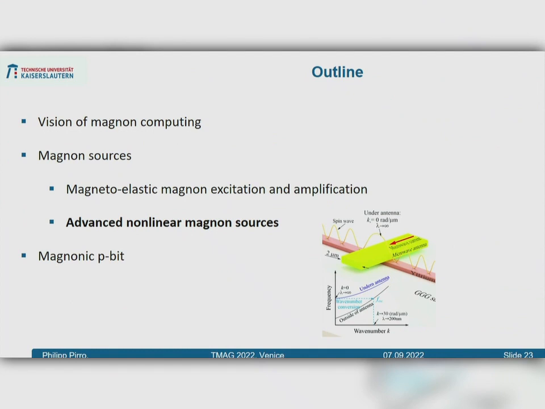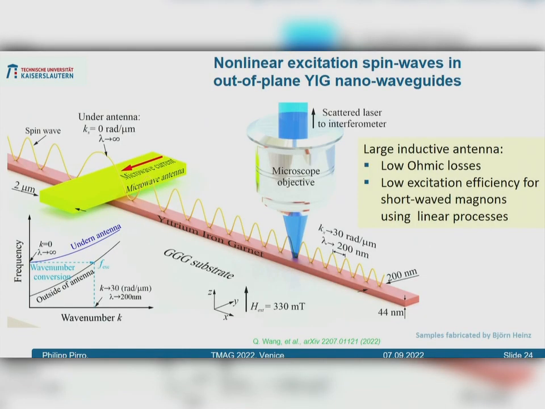And with this, I would like to come to this advanced nonlinear magnon source. What we use here is a yttrium iron garnet nanostructure and a very traditional way to excite the spin waves with some microwave current in some very large antenna. And the good thing about the large inductive antenna is it has a low ohmic loss.